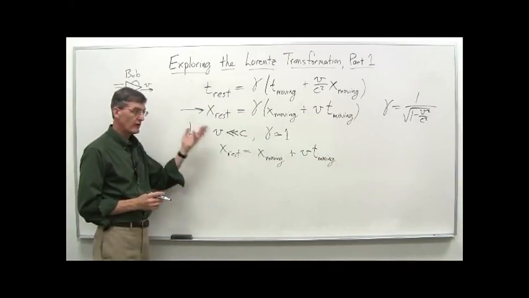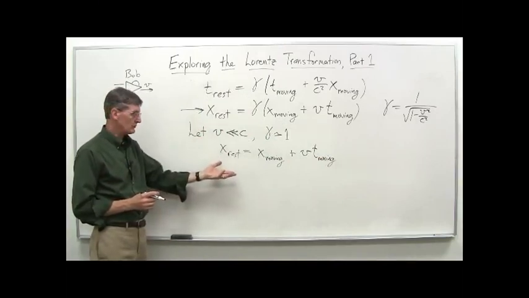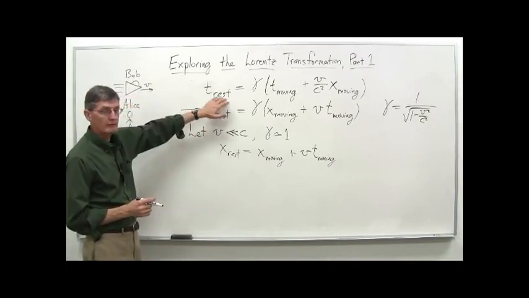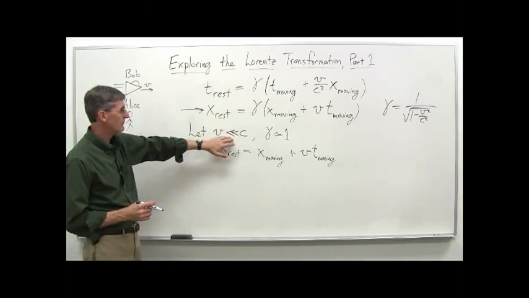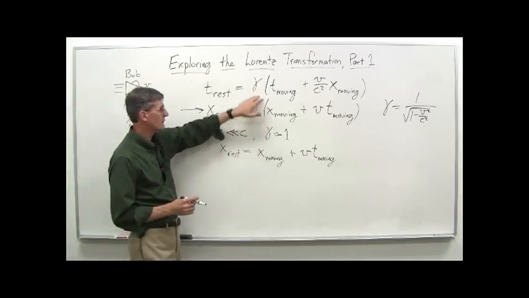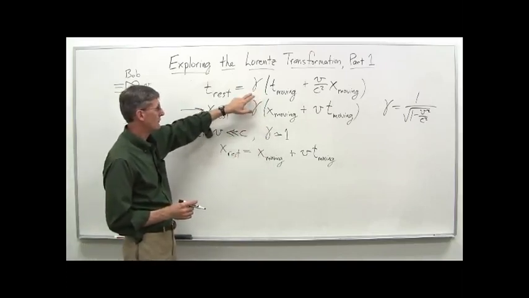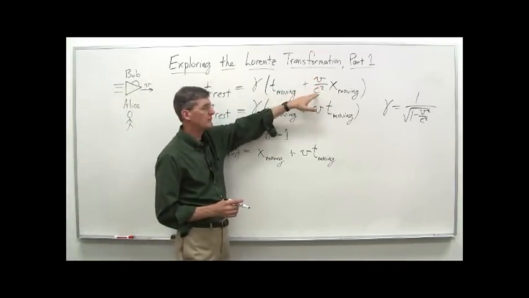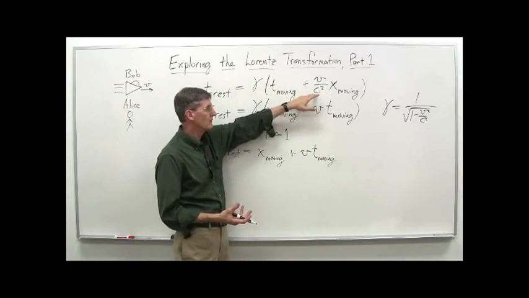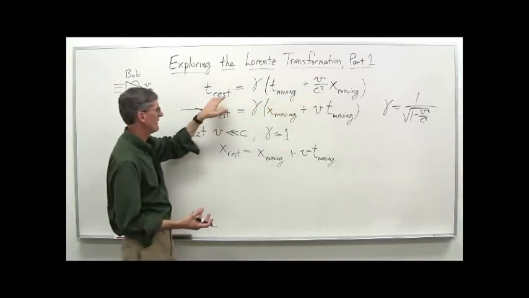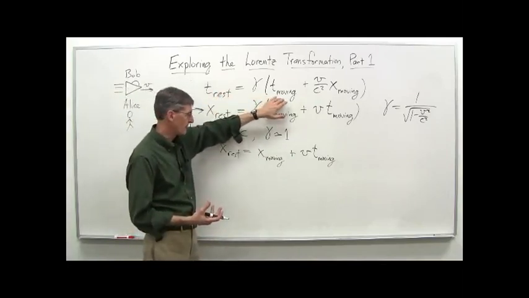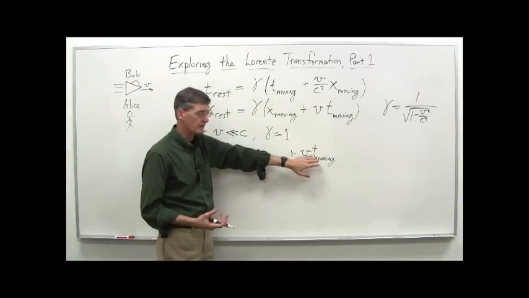Hopefully, it reminds us of the Galilean transformation, especially because if we go back up here for a minute and look at the t equation, if v is much less than c and gamma equals 1, look what we have here. Gamma, of course, being 1. If v is much less than c, this is a very small number, v divided by c squared. Not just v divided by c, but v divided by c squared. That's a very, very small number. And essentially, we just have time in the rest frame equals time in the moving frame. And therefore, this is just t.